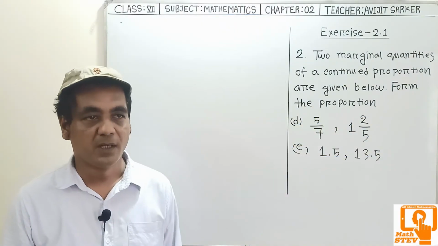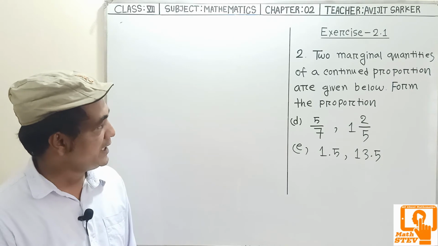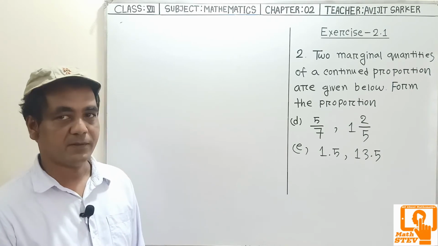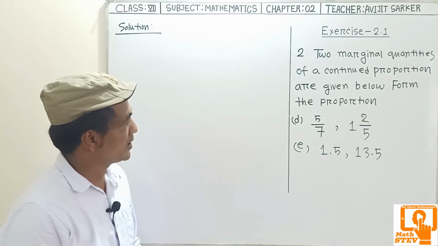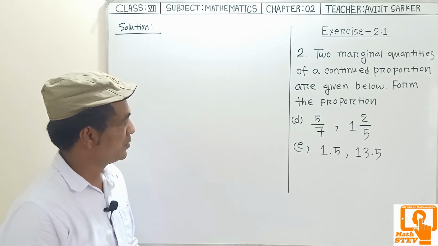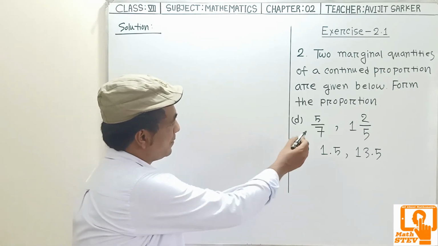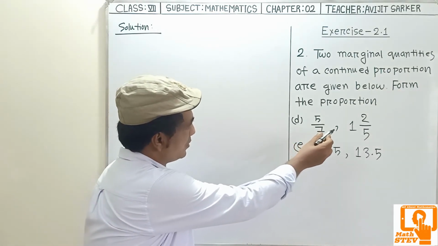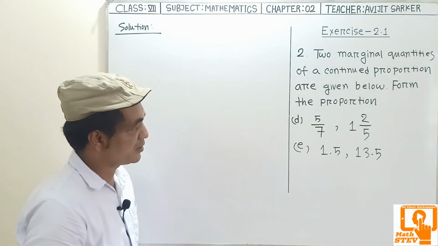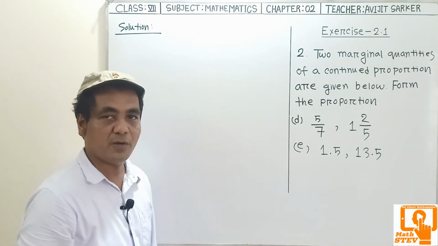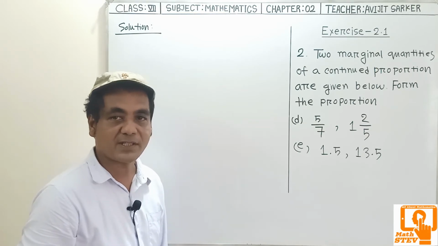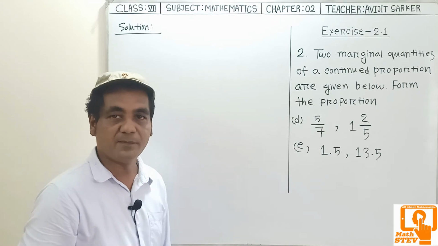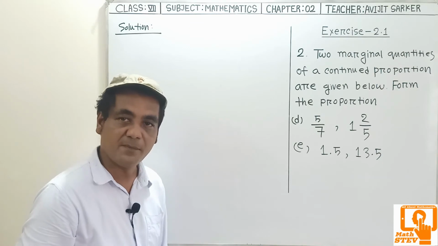I am going to solve question 2 D and E in exercise 2.1. Question 2. Two marginal quantities of a continued proportion are given below. Form the proportion. D: 5 divided by 7 and 1 whole 2 by 5. These are two marginal quantities of a continued proportion. We know in a continued proportion three quantities are there. First and third quantities are marginal quantities and mid quantity is the second quantity.